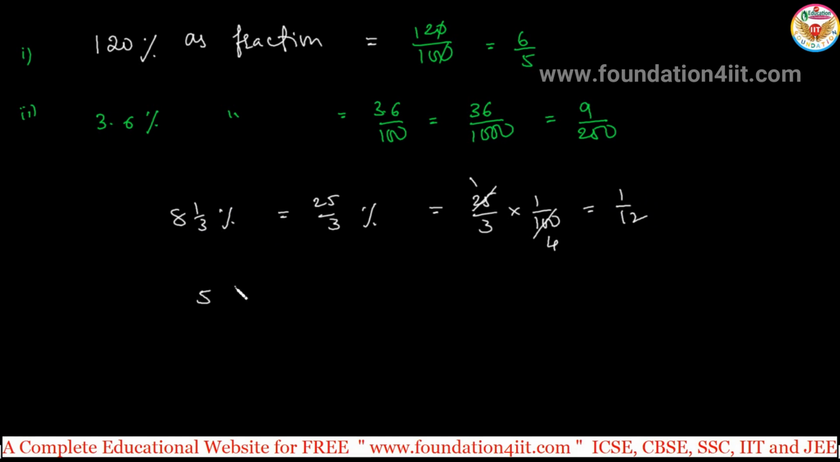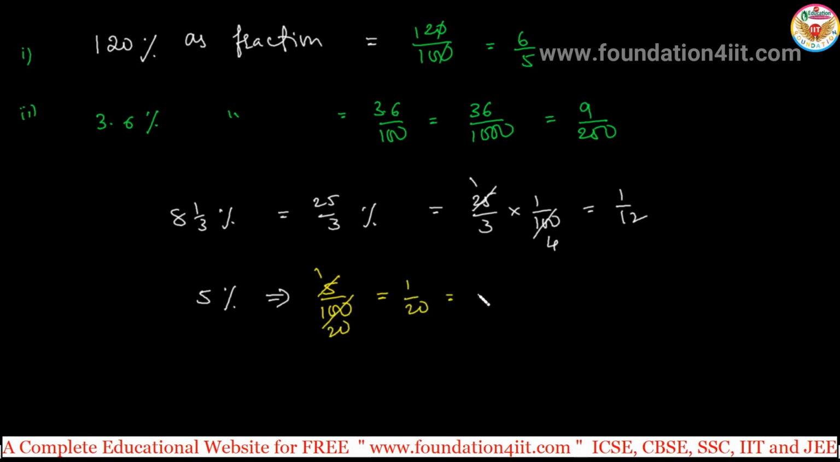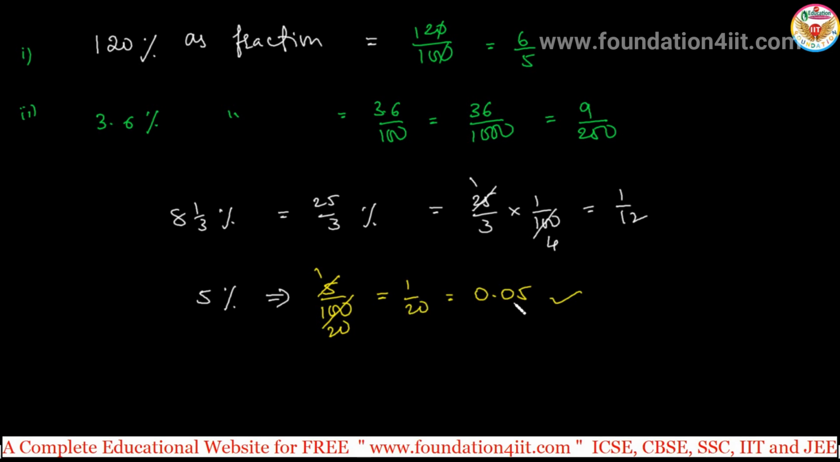Even decimals: 5% to convert into the decimal. First, percentage to fraction you convert. That is 5 divided by 100. 5 divided by 100 is 5 times 1 by 100, 5 ones are 5, 5 twenties are 100, so 1 by 20. If you do division, 1 by 20 is 0.05, because 5 by 100 is 0.05. After converting to fraction, then you can convert into decimals.